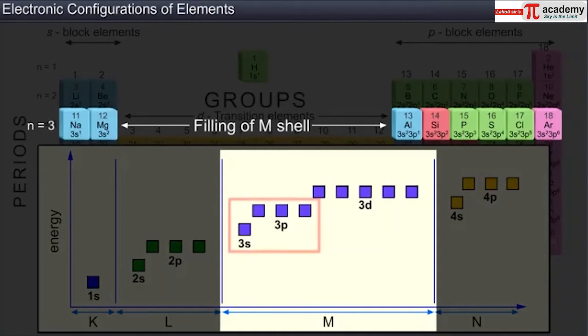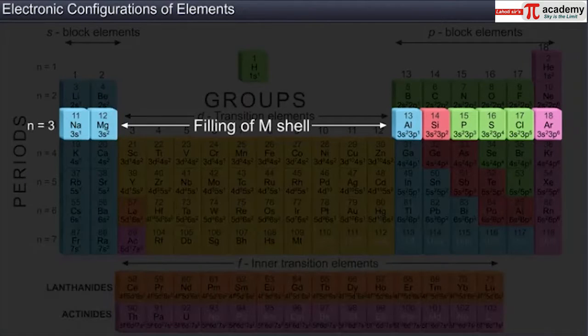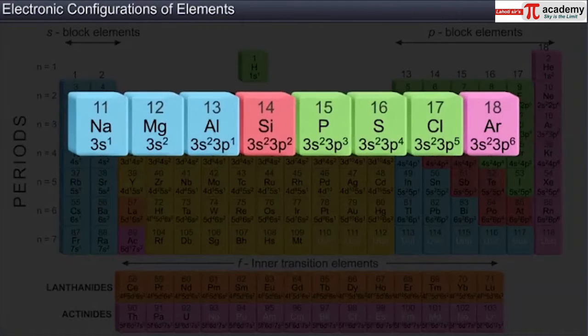Therefore, only 4 orbitals are available for filling electrons, which allow a maximum of 8 electrons in the outermost shell. As a result, there are 8 elements in the third period, starting from sodium, whose electronic configuration is 3s1, and ending with argon, whose electronic configuration is 3s2 3p6.